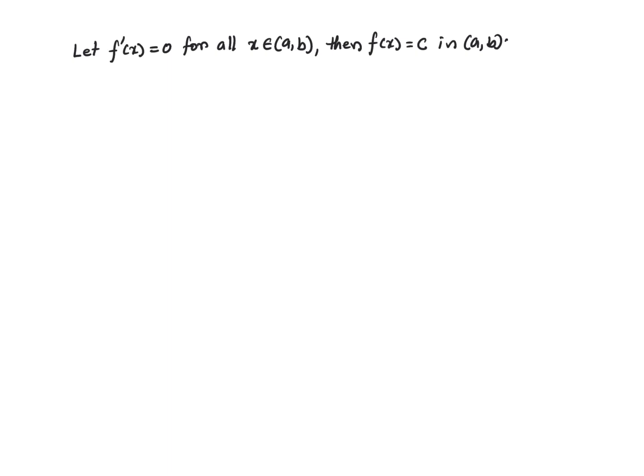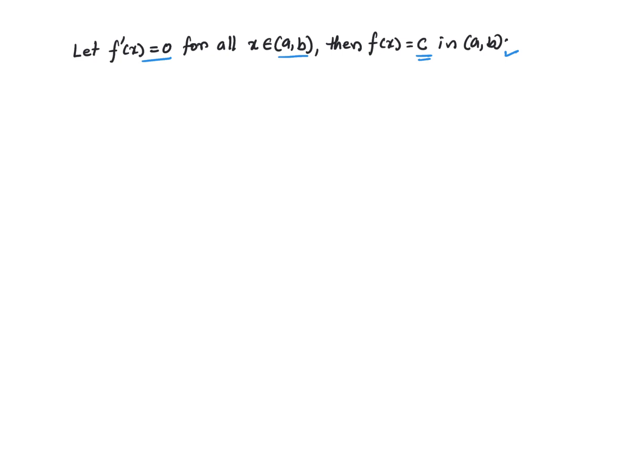In this video, I'm going to show that if a function has derivative 0 for all x in the open interval (a, b), then the function is a constant function in that interval. We show that by showing that two different values of x give you the same function value.